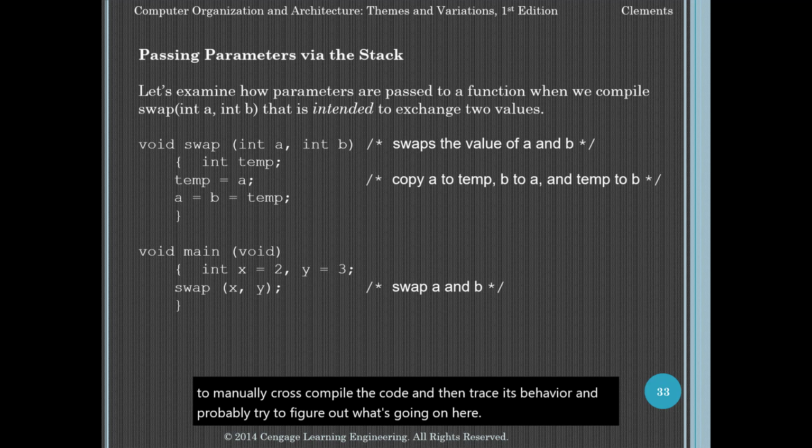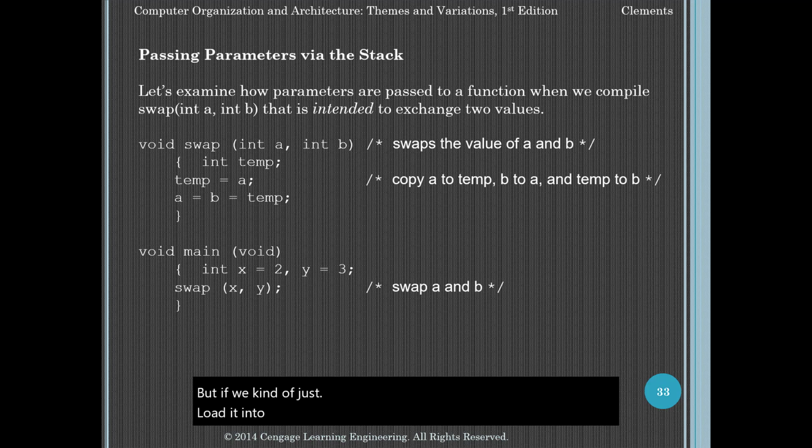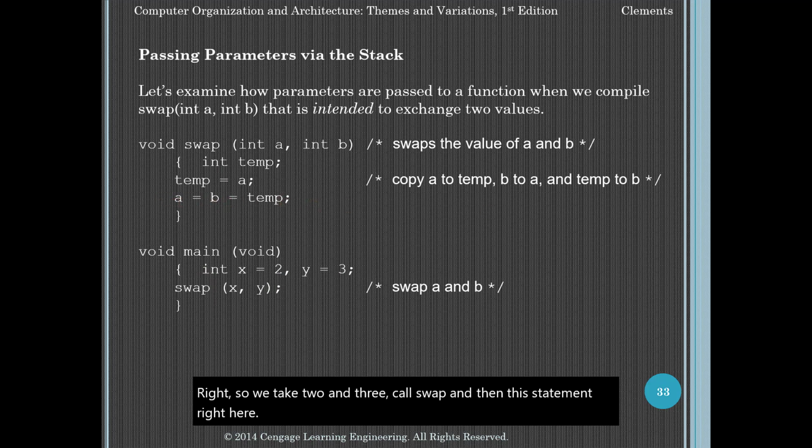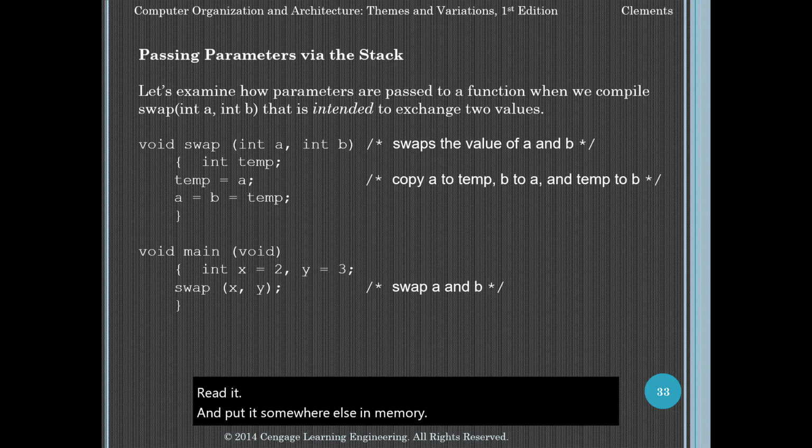But if we kind of just didn't load it into memory or read it, right? An optimizing compiler will not reread data from memory that it already has in a register. And so that might sound like a confusing statement, but ultimately what's happening here when we're trying to change out these values, right? So we take like 2 and 3, call swap, and then this statement right here, if you load a literal into memory, read it, and put it somewhere else in memory, it'll do that.